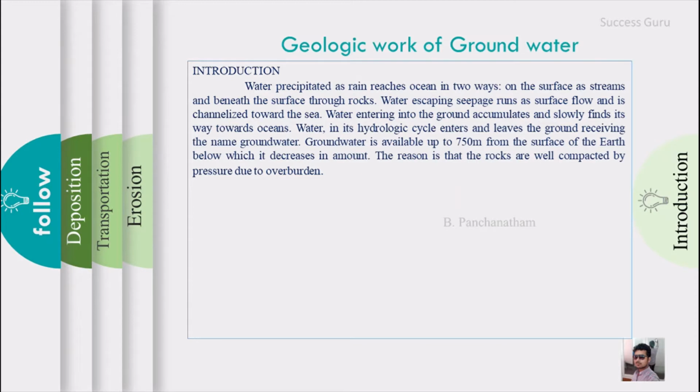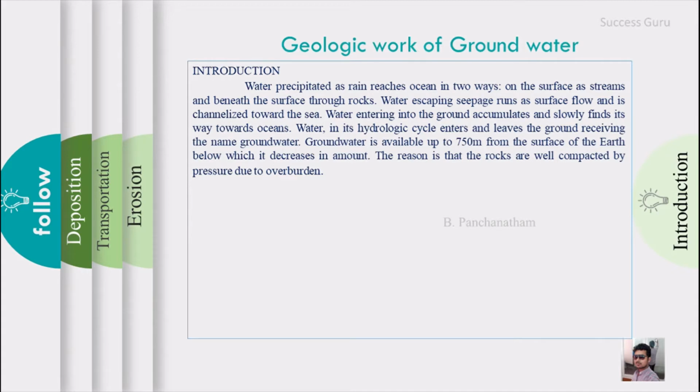The water that enters into the ground accumulates and slowly finds its way towards the ocean. The water in its hydrological cycle enters and leaves the ground, receiving the name groundwater. So whatever water enters into the ground, travels in it and gets out of the ground will come under this heading, that is the groundwater.